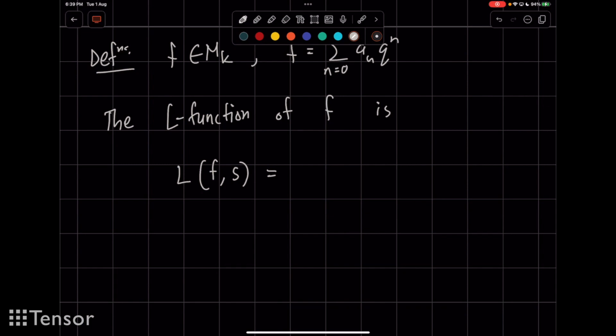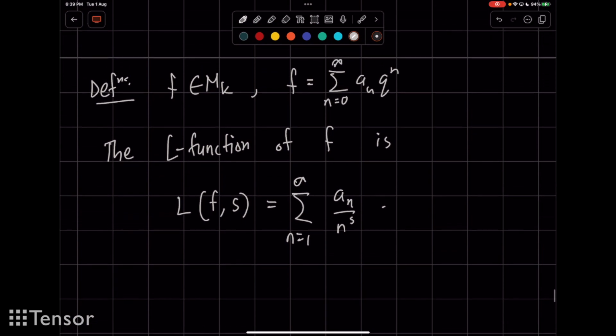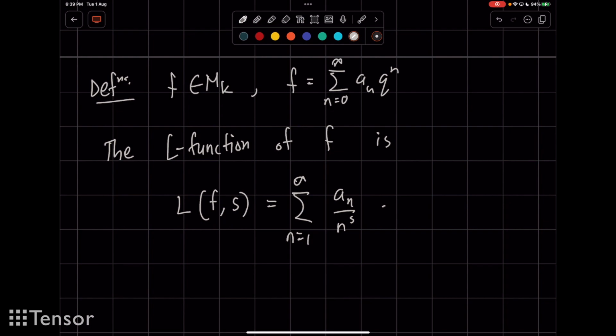For defining a Dirichlet series, we need a sequence. Which sequence do we take? a_n. Okay, very nice. a_n over n to the s, and this sum starts from 1. No, the L function is defined like this. The L function kind of forgets the zeroth coefficient.